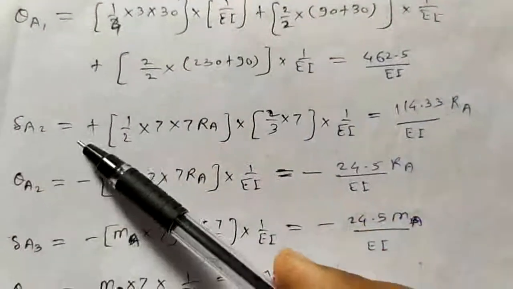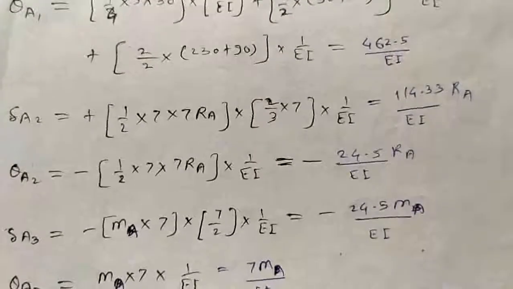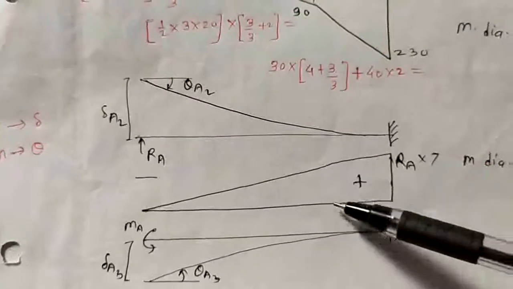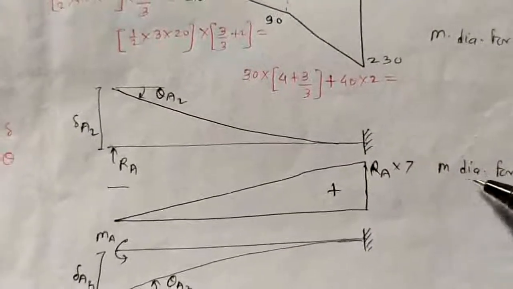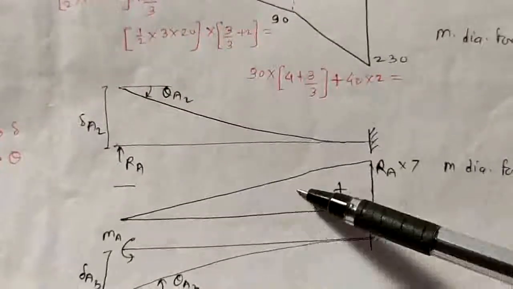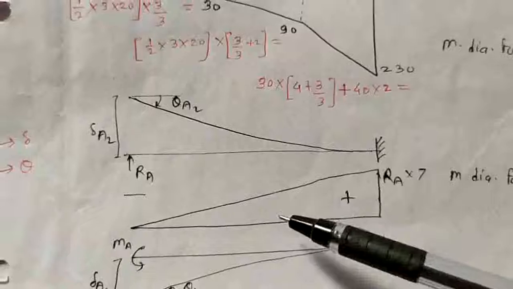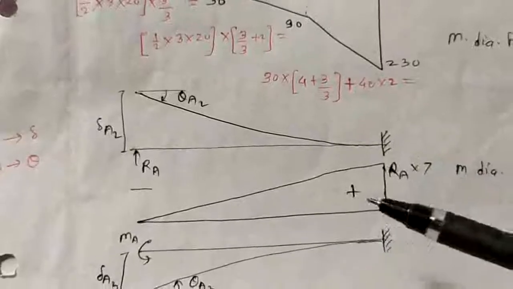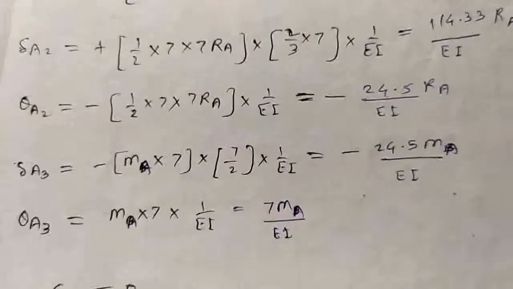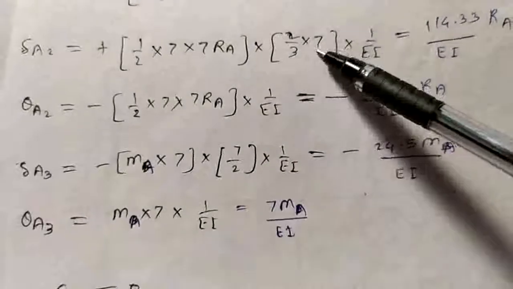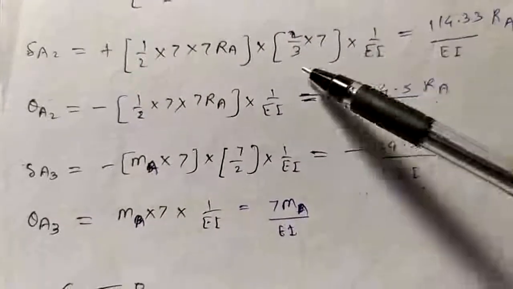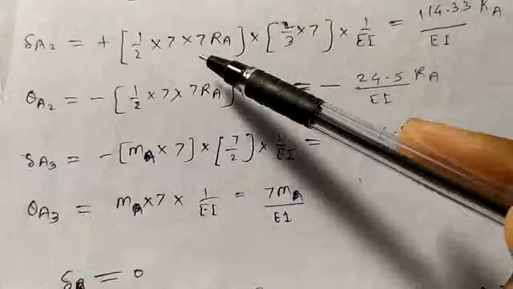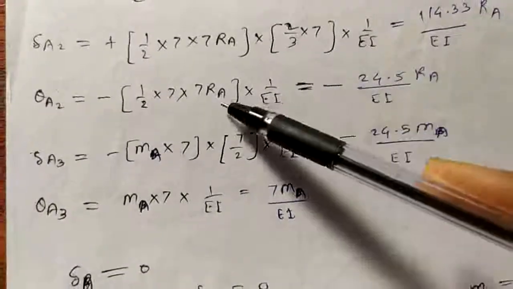Now again write delta A2. For delta A2, just consider the Bendonian diagram because of the application of the unknown, that is RA. So this is the Bendonian diagram because of the application of RA. Take the moment about point A, this point, and find the area, centroid distance and EI variation. So we have got the answer for area, distance and EI variation, and the answer is positive. Theta will be the opposite of it, that is negative. Just write two brackets, the first bracket and the last bracket. Simple, we have got theta 2.